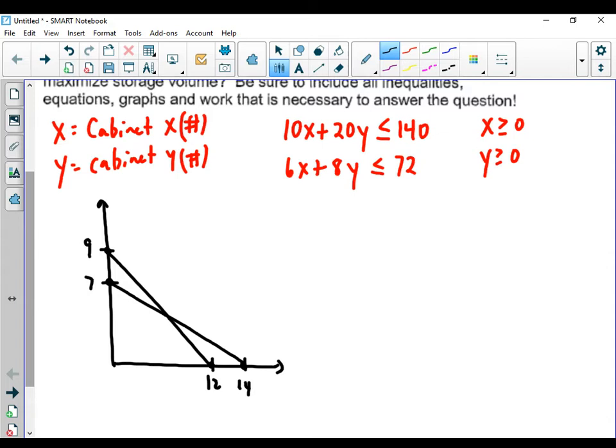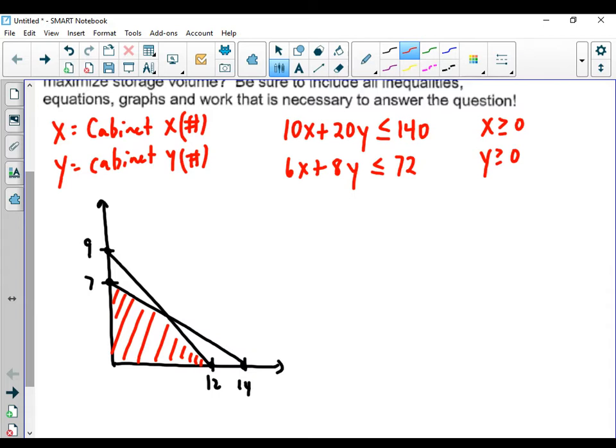We know x has to be greater than 0, so that means above or to the right of the y-axis. Y has to be greater than or equal to 0, so that means it has to be above the x-axis. So the area I'm really going to focus on is this area right here. All right. Answering the question.